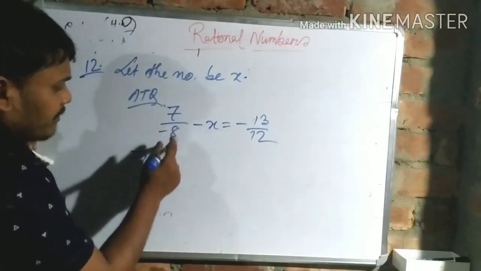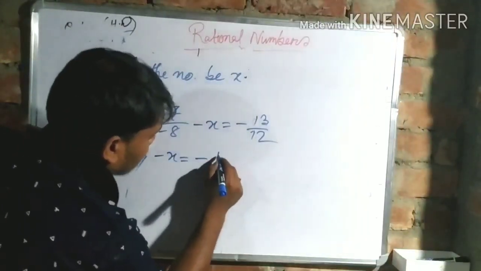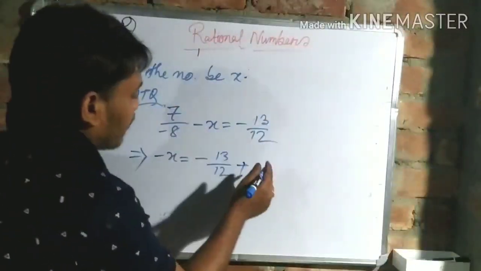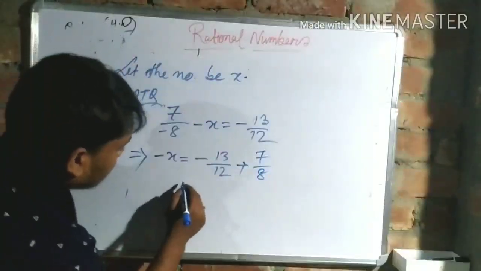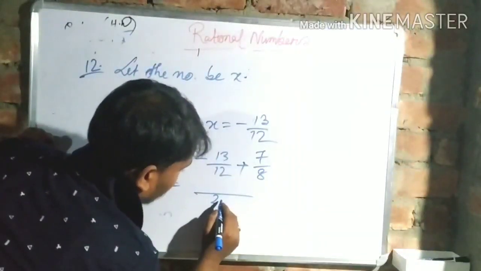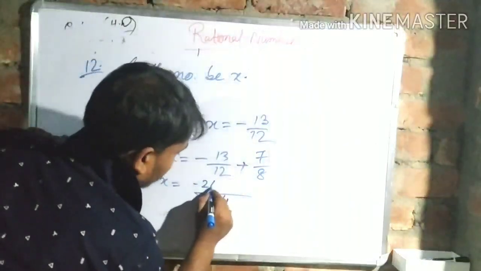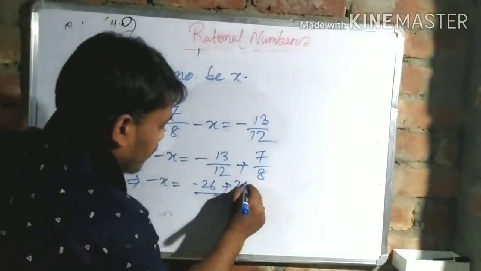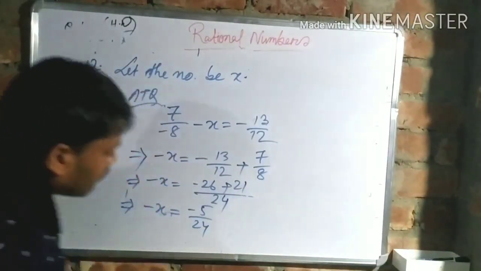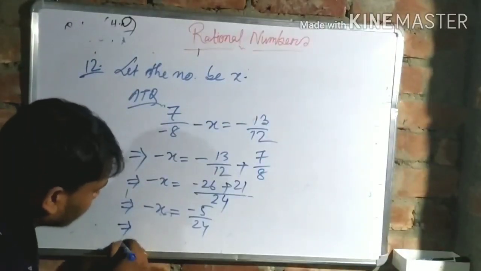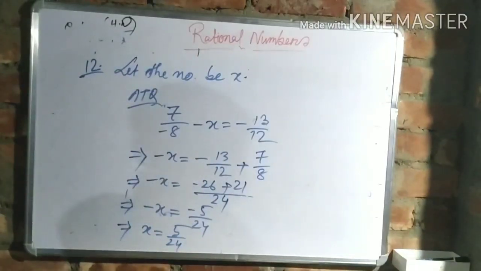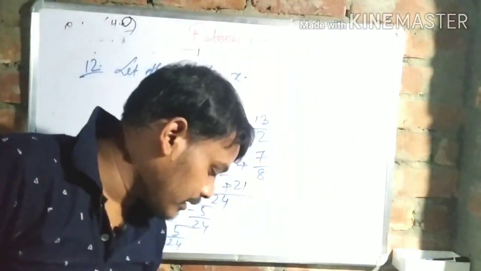7 by minus 8 means minus 7 by 8. So minus x equals what? Minus 13 by 12 and minus 7 by 8. If side changes, then it becomes plus 7 by 8. Okay, so what is the result? Minus x equals, LCM 24. 2 times is minus 26, 3 times is 21. So what is the value? Minus x equals minus 5 by 24. So we multiply both sides by minus 1. It becomes plus, it also becomes plus. So the value is 5 by 24. Okay.